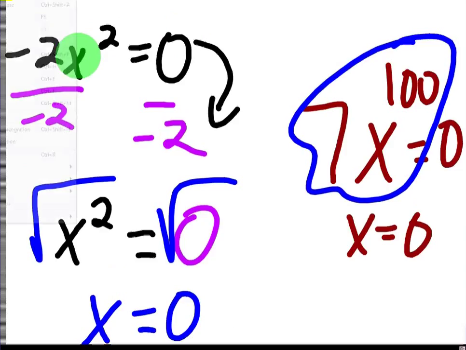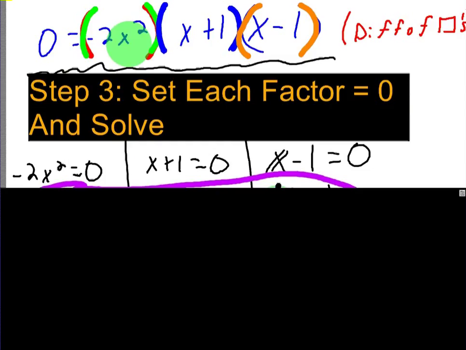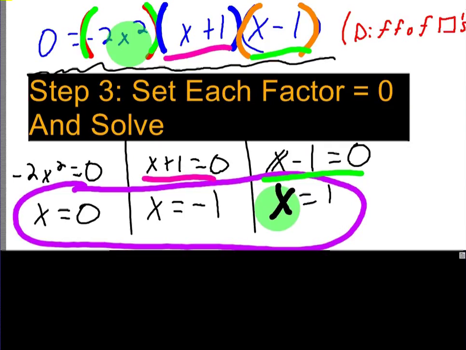Let's look at the next. Let's see if I can pull this back up. Okay. We're going to set the other two factors equal to 0, though. So, namely, x plus 1, set that equal to 0, and set the other factor, x minus 1, equal to 0. And then you just solve it out. So if x plus 1 equals 0, what is x? -1, yeah, you have to subtract 1 from both sides. And then for the other one, when x minus 1 equals 0, add 1 to both sides, x equals 1.